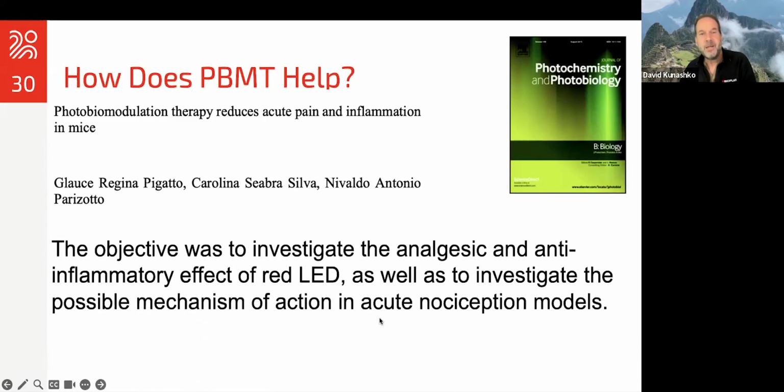So this paper it was on mice. Now, mice have ribs, right? And I thought it was interesting because they used red.